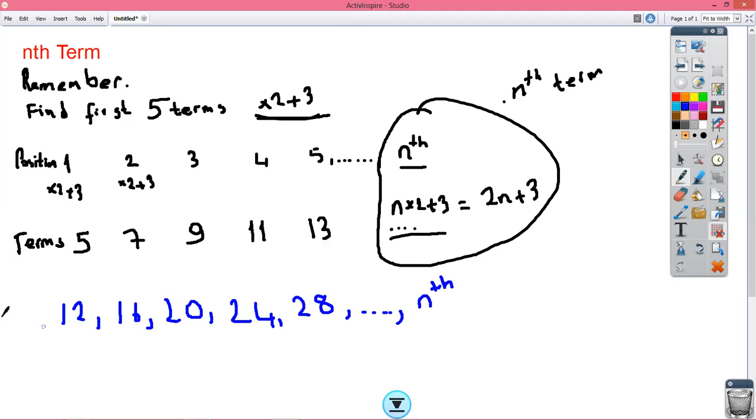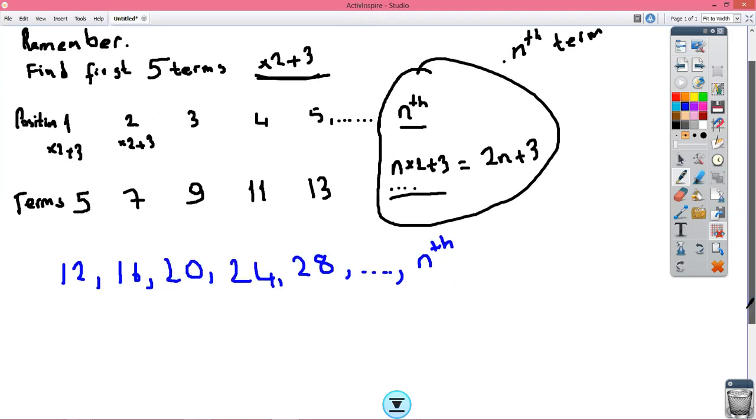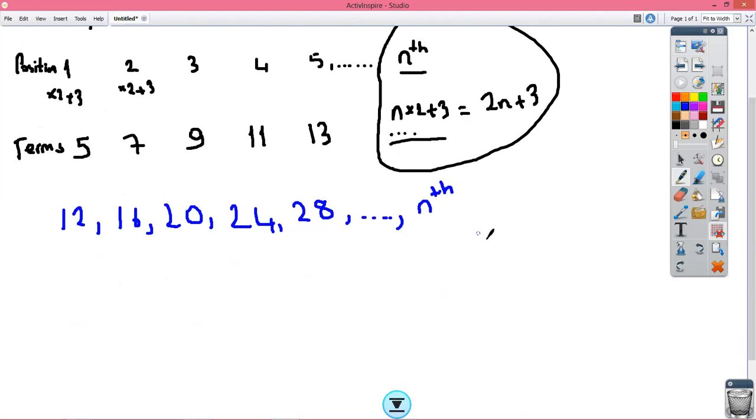Before finding the nth term, what do we need to find? The rule. Yes, you are right. We need to find the rule. What can be the rule here? Plus 4. Yes, here we see it's plus 4, and again it's plus 4. Now what can we write for this directly? n plus 4. Oh, it's not easy.